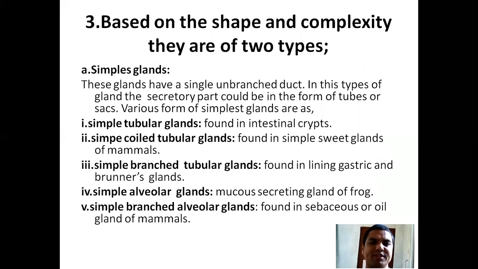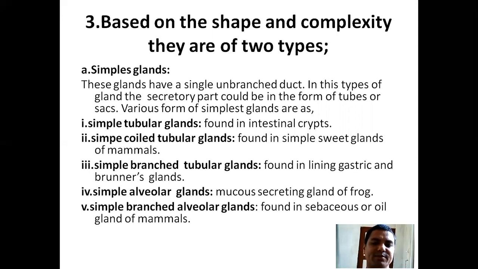Based on the shape and complexity, there are 2 types of gland: simple gland and compound or complex gland. Simple glands have a single unbranched duct, and they are of 5 types. Simple tubular gland is tubular in structure, and if the tube is coiled, it is called simple coiled tubular gland. Simple tubular gland is present in the intestinal crypt. Simple coiled tubular gland is present in the sweat gland.